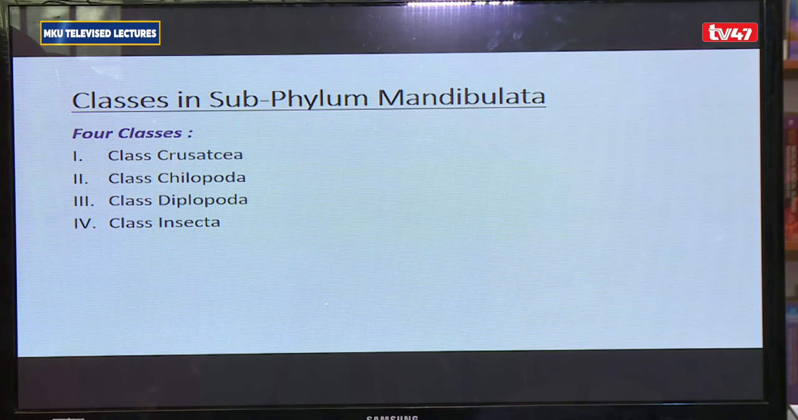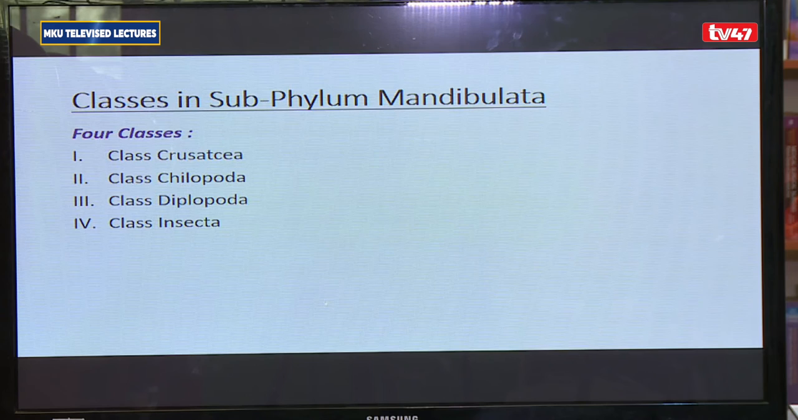Class Diplopoda. Again, for them, the body is cylindrical. They have many body segments that are similar. They have many pairs of legs, and we have two pairs of legs per body segment. They have a pair of antennae, and they tend to be herbivorous in nature. An example of a diplopod is the millipede.